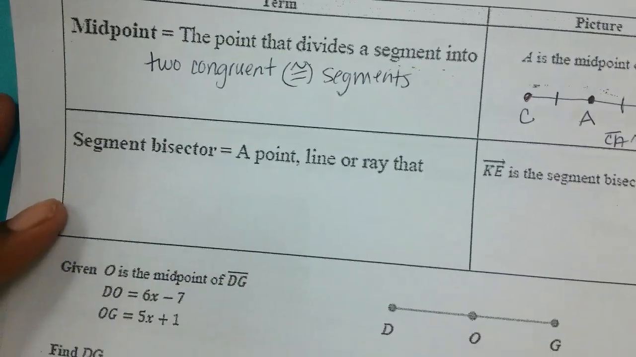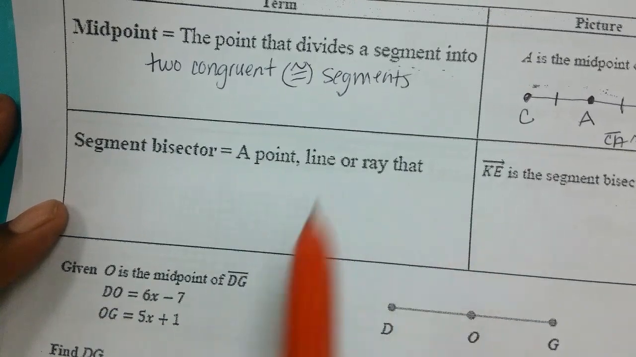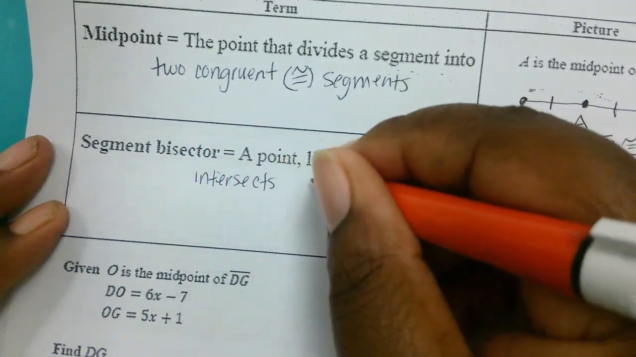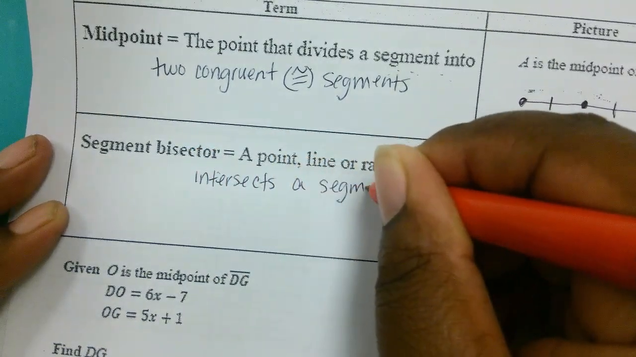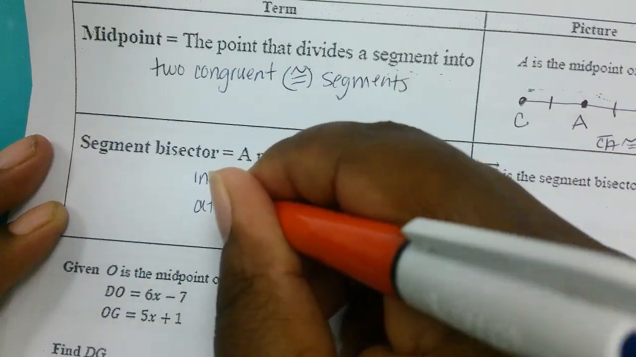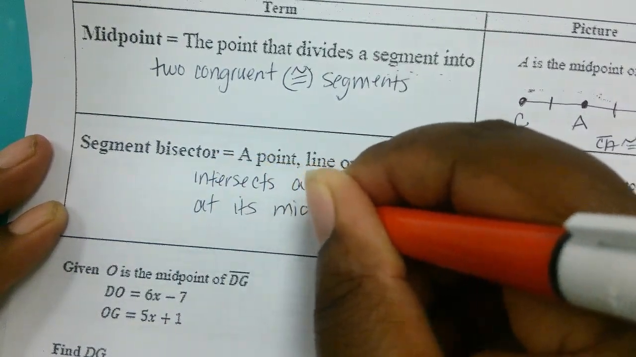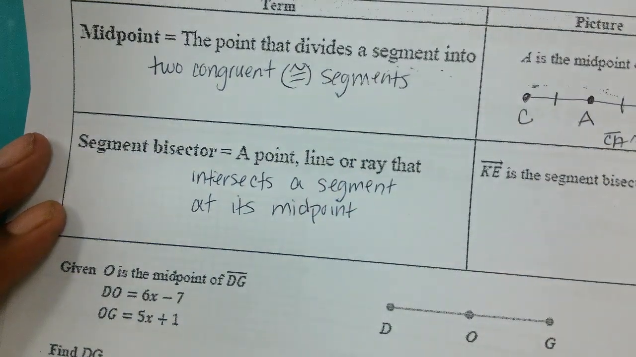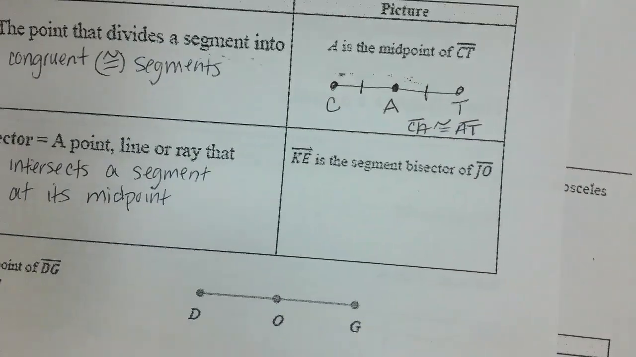Segment bisector. Well, segment bisector, to bisect is cutting it in half. It's splitting it in half. So anything that intersects your segment at the midpoint will be a segment bisector. So it says a point, line, or ray that, and I'm going to say, intersects a segment at its midpoint. That's a segment bisector.